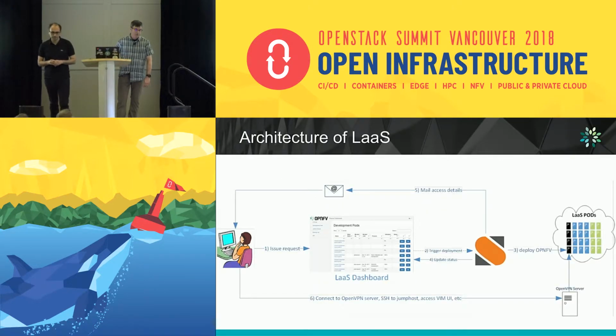This is the architecture that we have for Lab as a Service. Our user will make a request on the Lab as a Service dashboard. That will trigger a deployment, and that will get deployed on some of our hardware. Once that's finished, some status will come back to the dashboard saying that it's complete. Some tasks will get done, and the user will get emailed. Once the user gets the email, they'll be able to VPN and connect into that hardware and start using it.